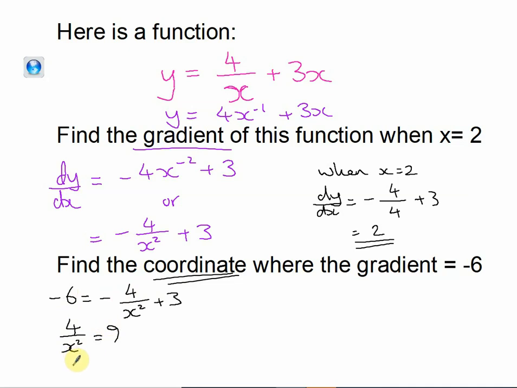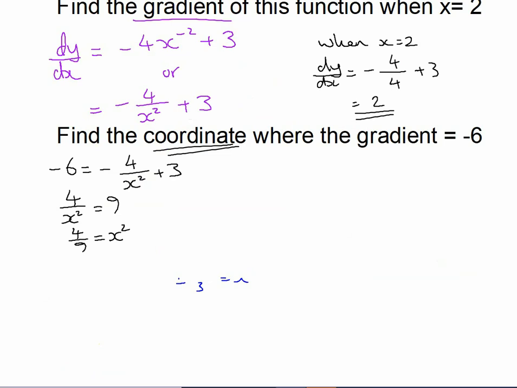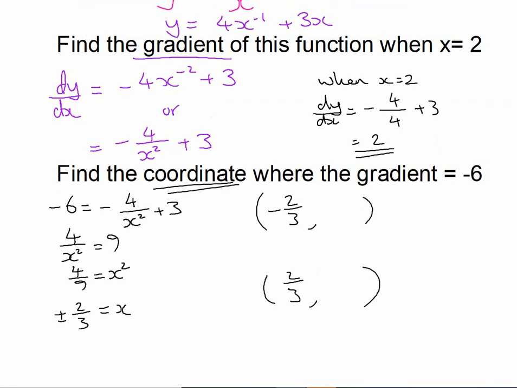So for times by x squared divided by 9, or pull the switcheroo, whatever you want to call it, you get this. If I square root both sides, I get plus or minus 2/3. Don't forget the plus and the minus. Well, actually, this is the x coordinate. So what we have is minus 2/3 and 2/3. So this is happening at 2 places, and I'll show you why in a minute. And we need the y value.